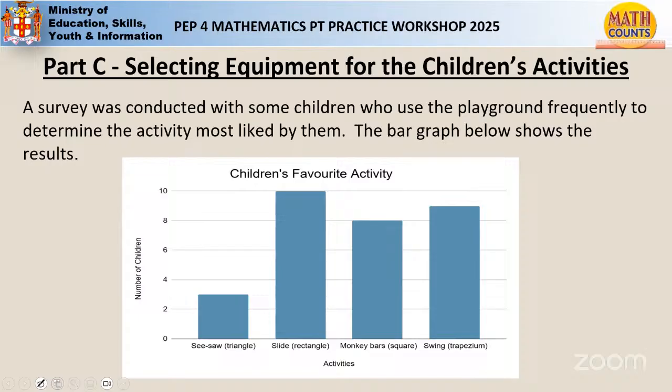So they're saying that a survey was conducted with some children who use the playground frequently to determine the activity most liked by them. The bar graph below shows the results. So this is based on the students. You would have gone to the playground and seen the same set of children every single time. Based on the fact that they're always there, they would have been a part of the survey. They would have been asked which activity they like the most. And this is what they came up with.